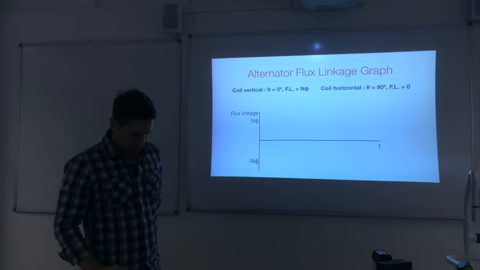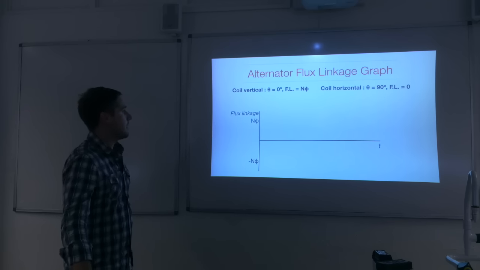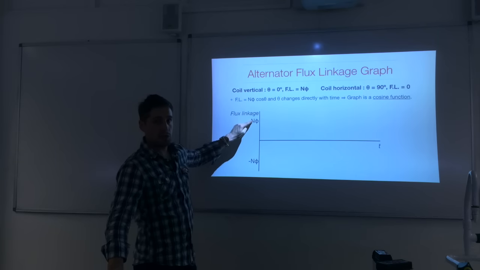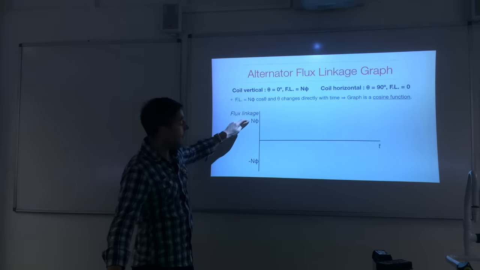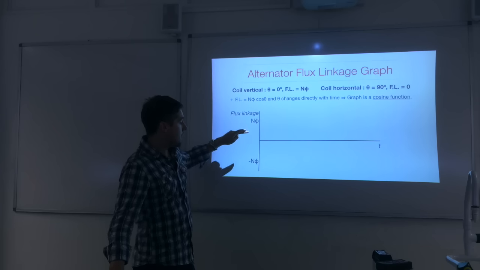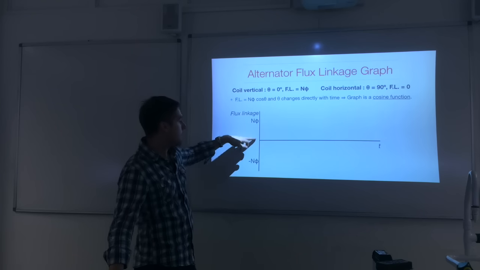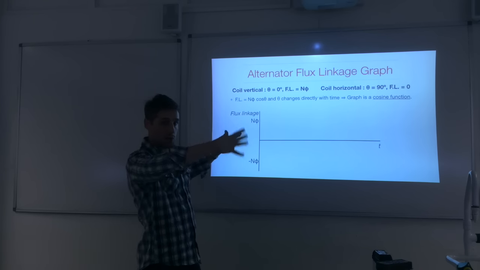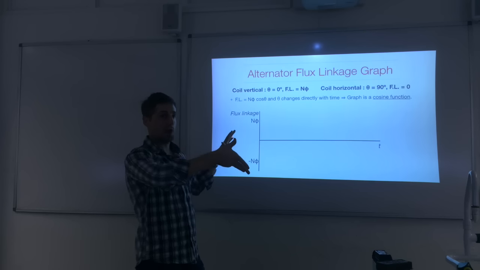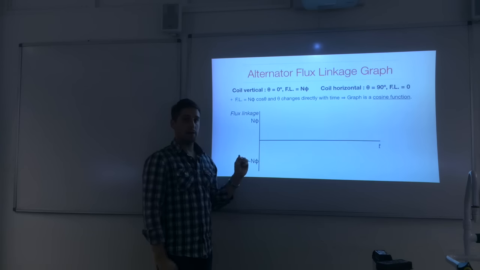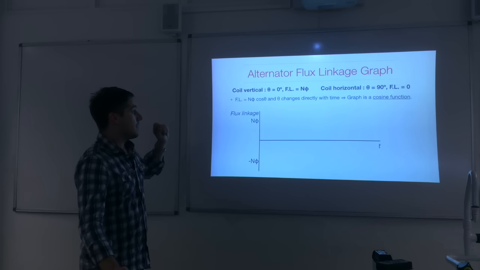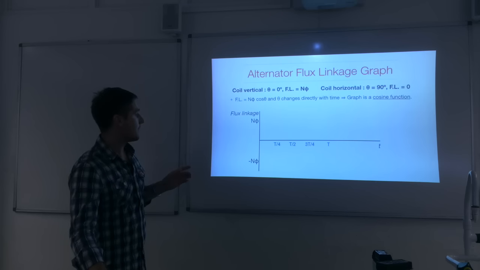Right, let's start off by plotting some values. Our maximum flux linkage is N phi. The minimum magnitude is 0. Then we're going to get a maximum when the coil is vertical again, but in the reverse direction, so the flux linkage will be minus N phi. Okay, so that's the first thing to note.